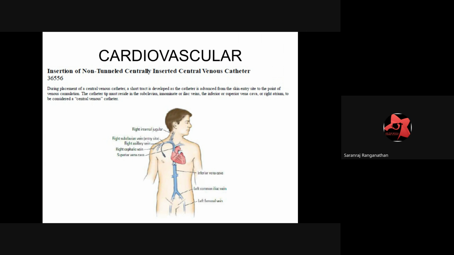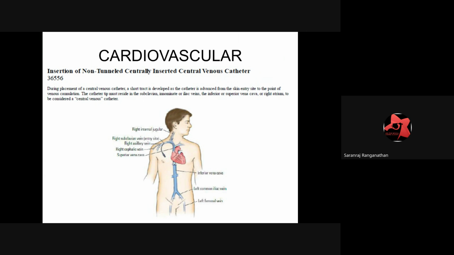And next one is the cardiovascular system. Coming to the cardiovascular system, we can see multiple procedures they are performing. We are going to see the important ones. The first one is catheter placement. In catheter placement, in case of any blockage in the arteries or veins, they will place some catheters. We have two types of catheter: tunneled catheter and non-tunneled catheter.